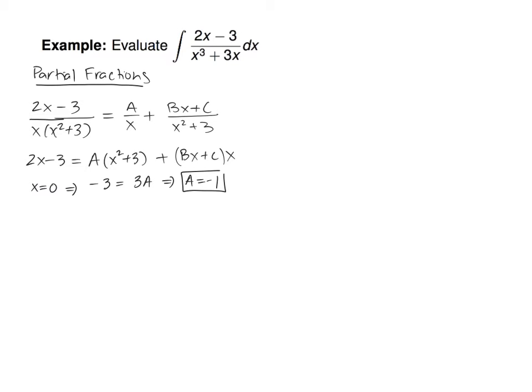Now to find the rest of those coefficients, you have to do this sort of gathering of like terms we did in one of the later examples yesterday. By yesterday, I mean Friday, because it's always yesterday in class world with me. So that's going to be Ax squared plus 3A plus Bx squared plus Cx. Is that part all right? Okay, then group them: A plus B times x squared, plus Cx, plus 3A. That's equal to 2x minus 3.